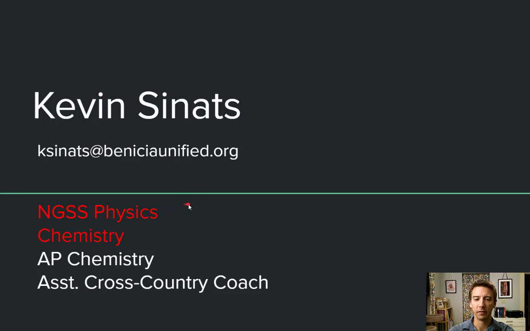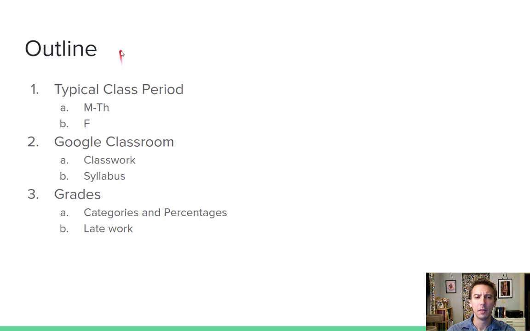This presentation is designed for students taking NGSS physics and chemistry. I also teach AP chemistry and help coach the cross-country team here at Benicia High School. The outline for this presentation is to first talk about a typical class period in the Monday through Thursday schedule and for the Friday schedule, to talk about Google Classroom in terms of the classwork and the syllabus, and then to point out how grades are going to be organized in terms of categories and percentages, and a little talk about the late work.